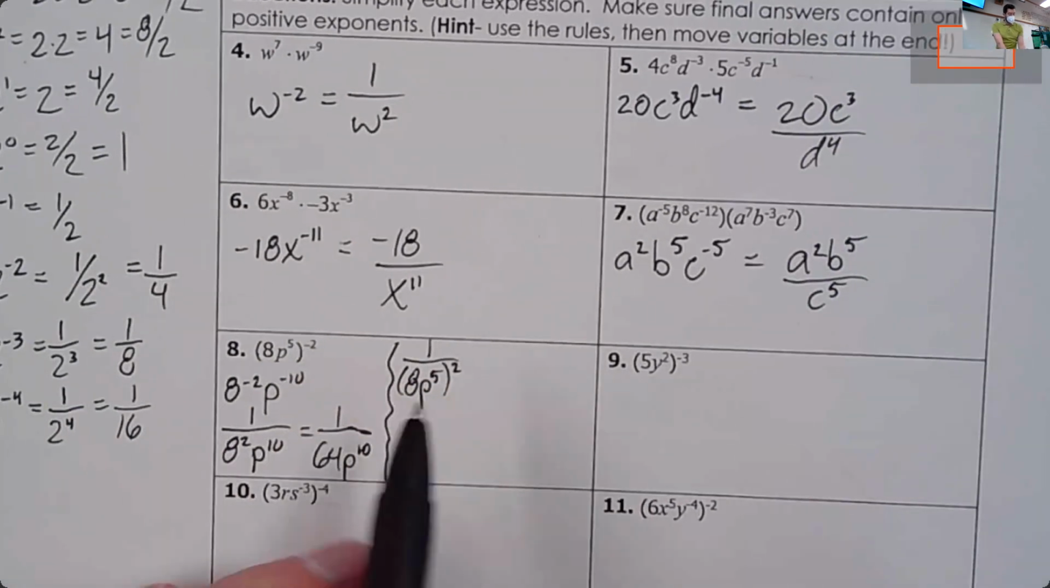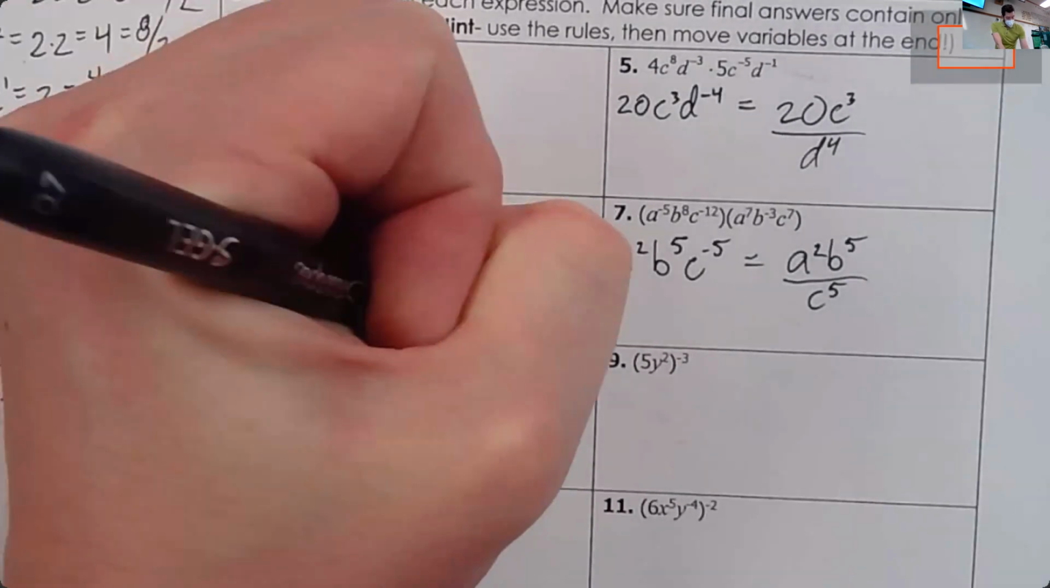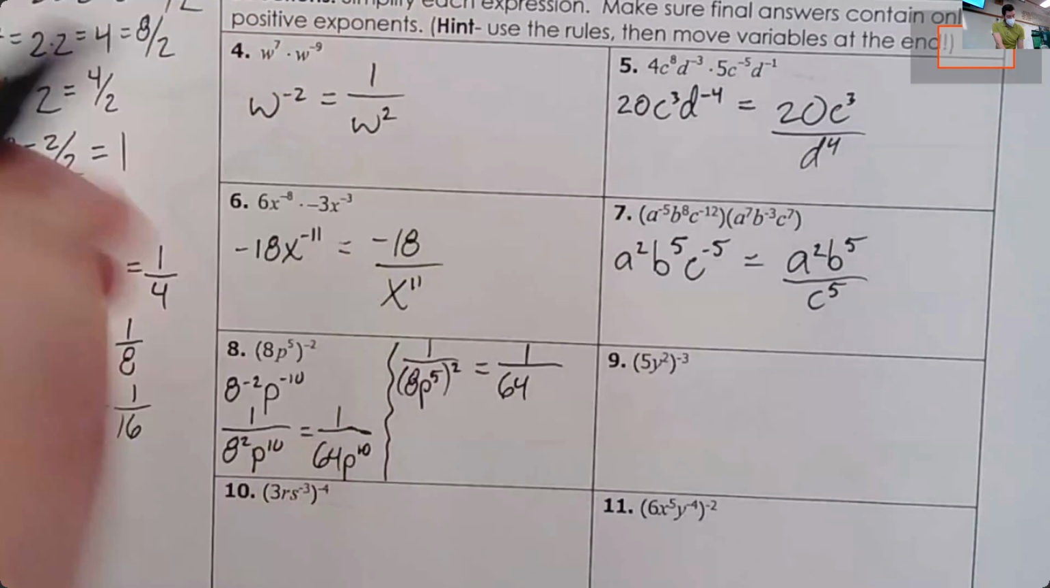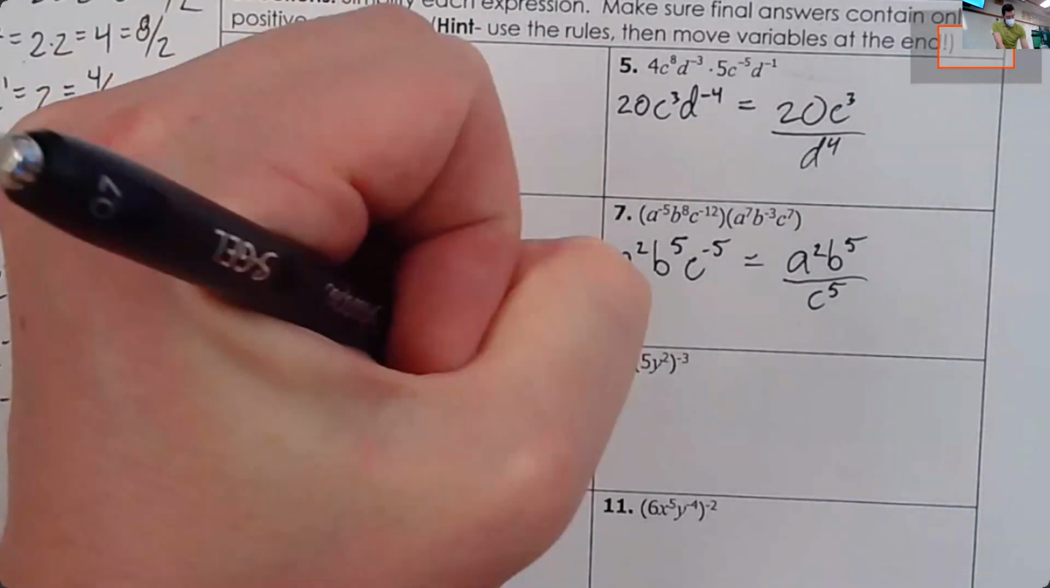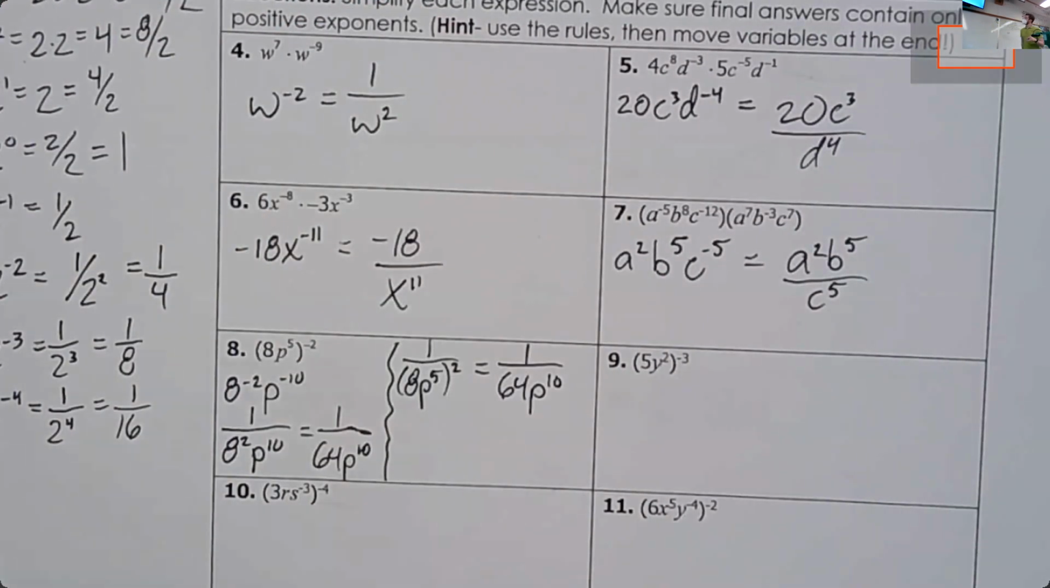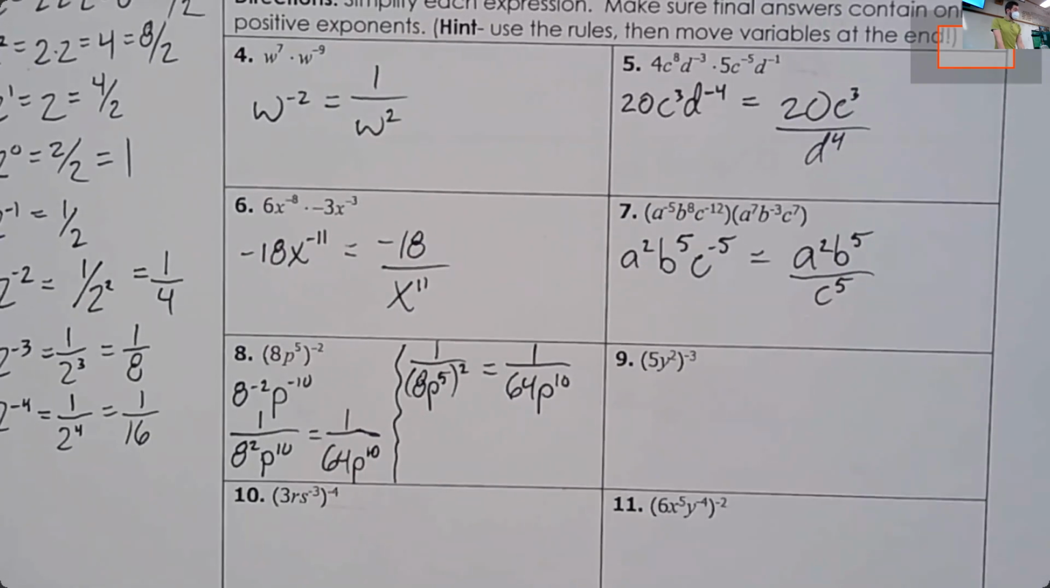And then you would apply the exponent of 2 to both of those. And 8 to the 2nd power, 8 times 8 is 64. And then 5 times 2 gives us p to the 10th power. So it's the same answer either way. It just depends on which one of those 2 methods makes more sense to you. If they're both challenging, I get that. But if one makes a little more sense than the other, then I'd say go with that method.